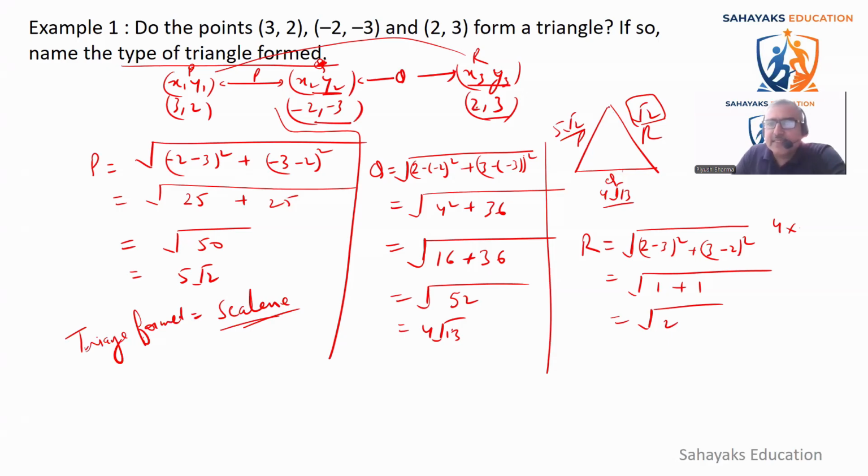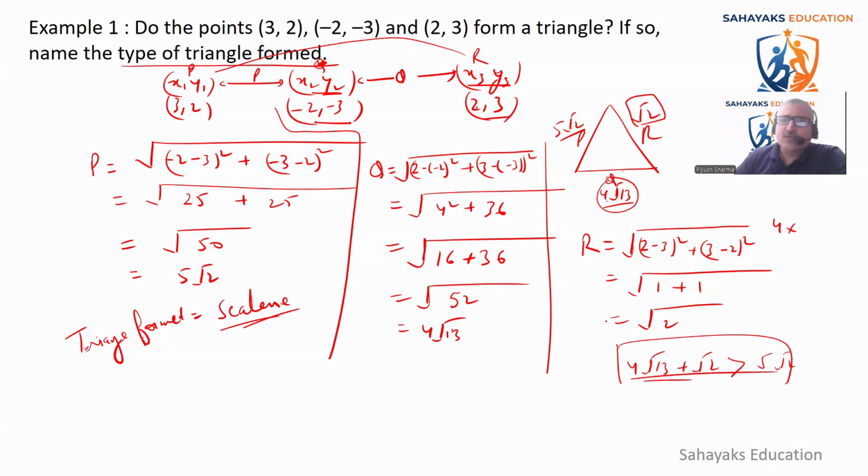Second thing, I'm just checking whether it's a triangle or not. I want to check 4 root 13 plus root 2 should be greater than 5 root 2. This is just to check for my understanding. Root 13 will be more than that for sure, so it will be greater. So it is going to form a triangle, and the triangle formed will be a scalene triangle. Okay, guys.